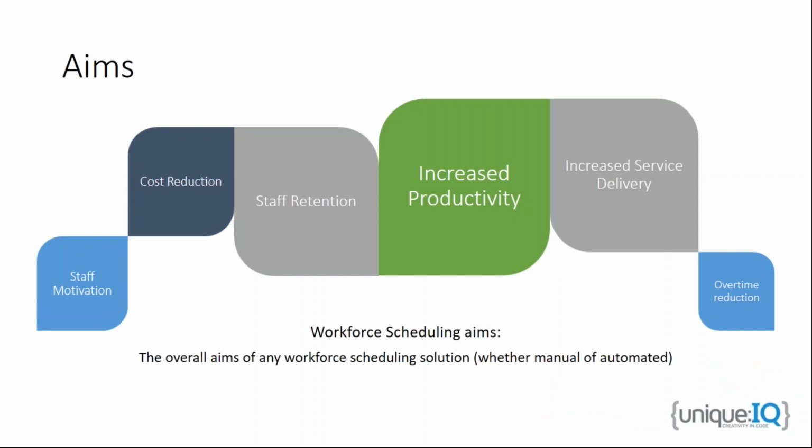Now, the aim of workforce scheduling, whether it's a system or paper-based, is essentially to help with staff motivation. So getting workforce scheduling and rostering right will increase staff motivation. It will also allow customers to reduce costs, whether it's mileage or from a compliance point of view, and make sure that overheads are kept down. Also, the aim is to increase productivity.